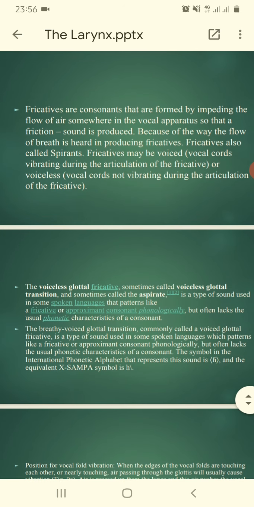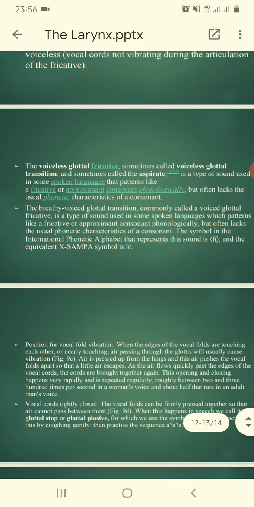Fricatives are consonants that are formed by impeding the flow of air somewhere in the vocal apparatus so that a friction sound is produced. Because of the way the flow of breath is harnessed in producing fricatives, they are also called strident fricatives. They may be voiced, with vocal cords vibrating during the articulation of the fricative, or voiceless, with vocal cords not vibrating during the articulation of the fricative.